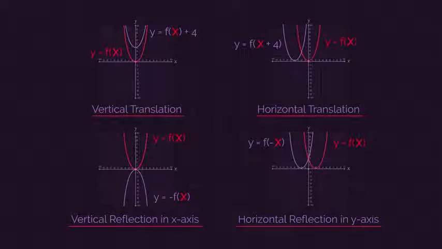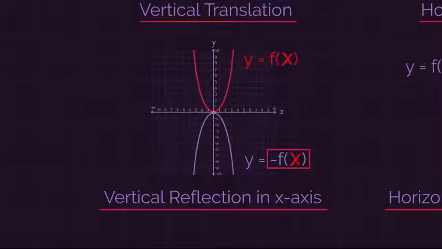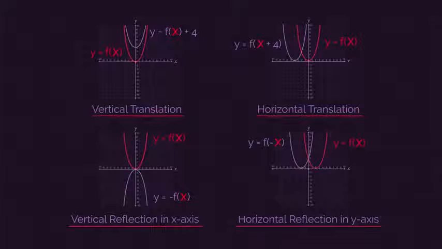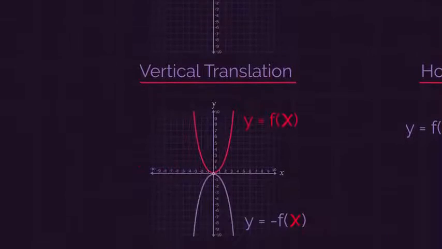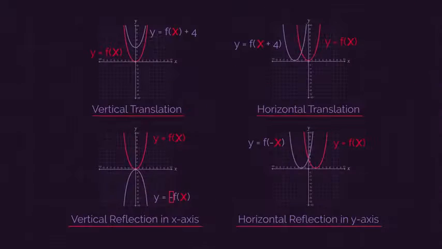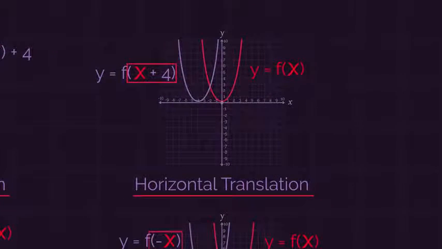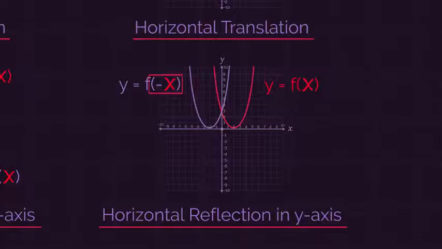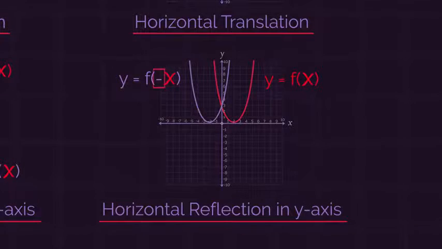Notice how for the vertical transformations, we apply the numbers or negative to the outside of the x, so it applies to the whole function. So the +4, and to reflect, the negative goes outside and multiplies by the whole function. But for the horizontal transformations, we add the numbers or negative directly to the x's. So the +4 here and the negative here for reflecting.